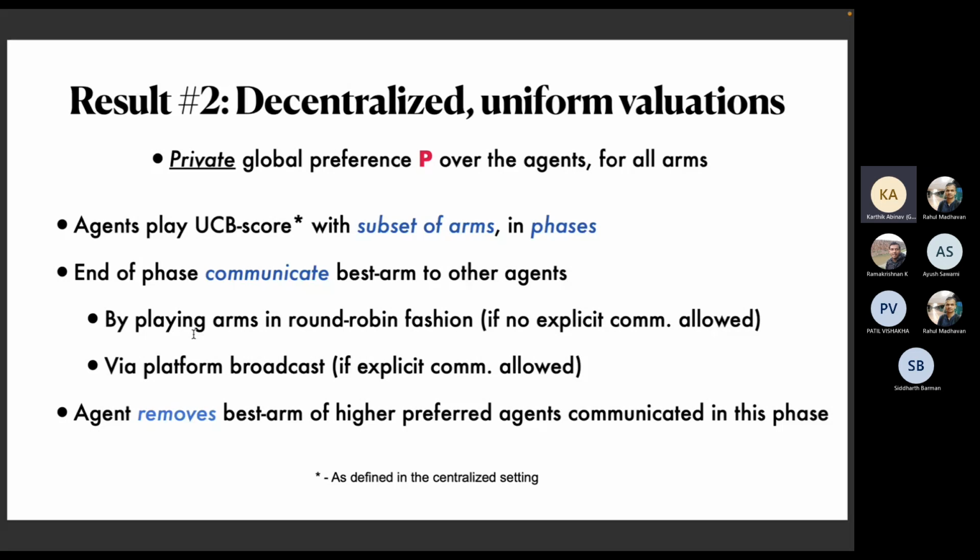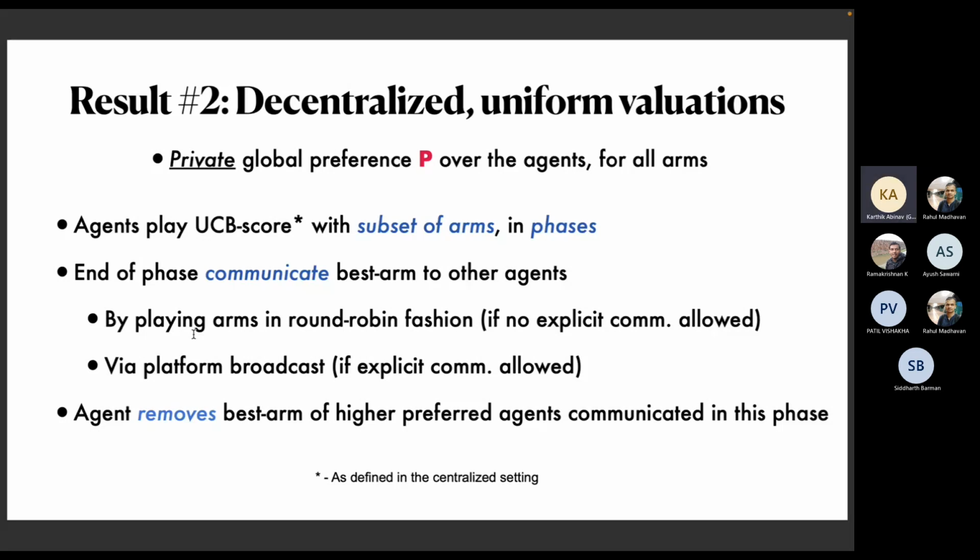Okay, so in this scenario, what we're going to do is again play UCB, but we are going to be playing it in phases, and we are also going to have a subset of arms. So there'll be some exponentially increasing phases. At the beginning of each phase, each agent is going to keep a set of active arms, and it will only play from those active arms for this phase, right? And then the way it will play is it will use UCB on all the rewards it's seen for those arms.